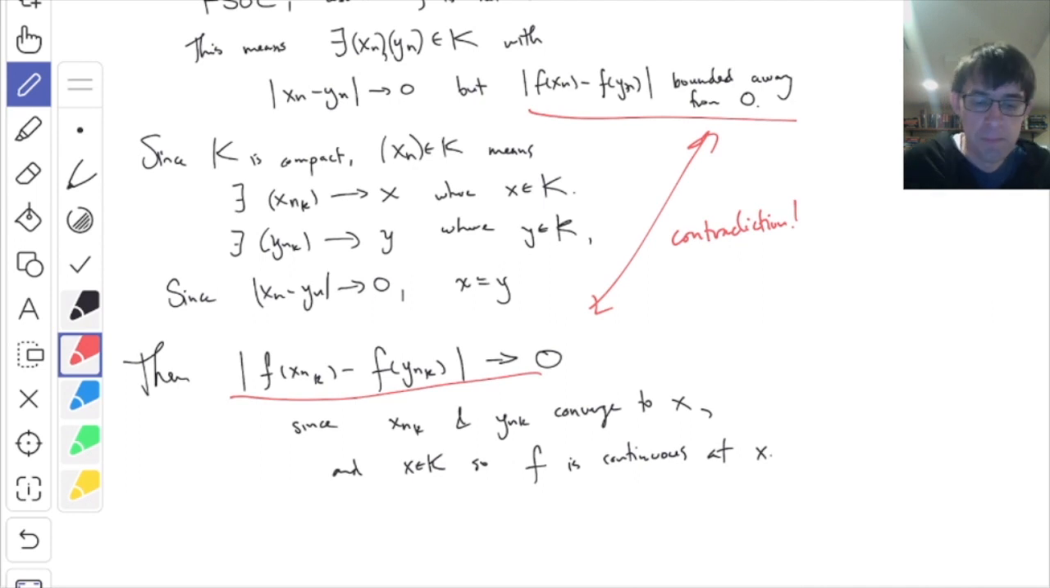The contradiction was with the assumption that f is not uniformly continuous, so we conclude that f is uniformly continuous. We used the compactness: the old sequences converging inside K. All right.